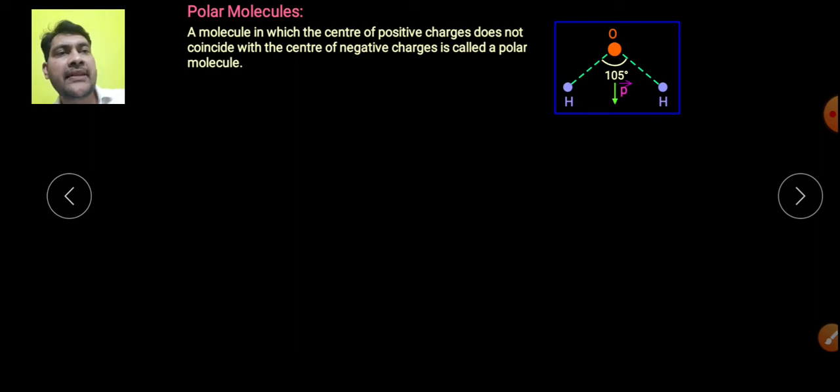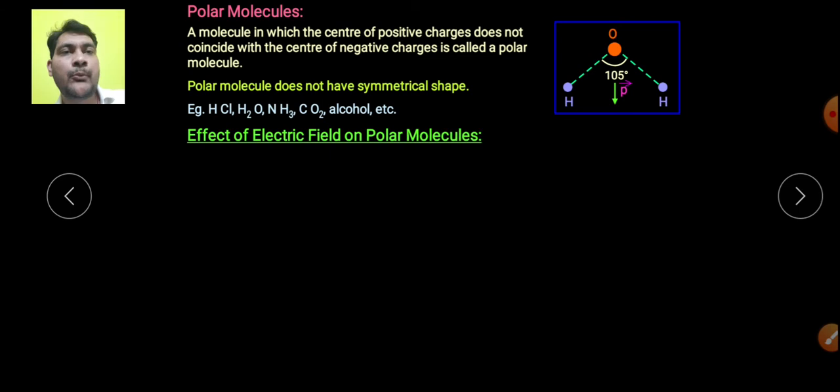So if this is the negative charge and these are positive charges, then the center of positive charge lies here and the negative charge is here, and there is some separation between positive and negative charge. Therefore, this acts as an electric dipole. More examples are HCl, H2O, NH3, CO2, alcohol, etc.